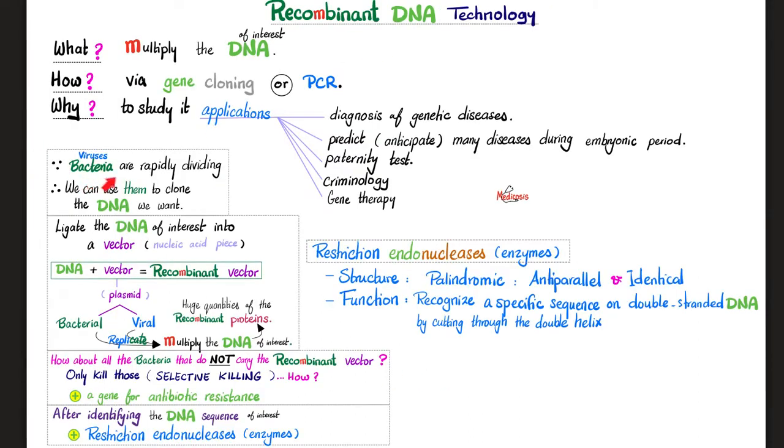Of course, you know that bacteria and viruses are rapidly dividing. Therefore, let's actually use them to clone and multiply the DNA of interest. Okay, sounds good. Ligate the DNA of interest into a vector. Who's the vector? The plasmid of a bacteria or a virus. This vector is a nucleic acid piece. Add to that the DNA of interest, and before you know it, DNA plus vector equals recombinant vector.